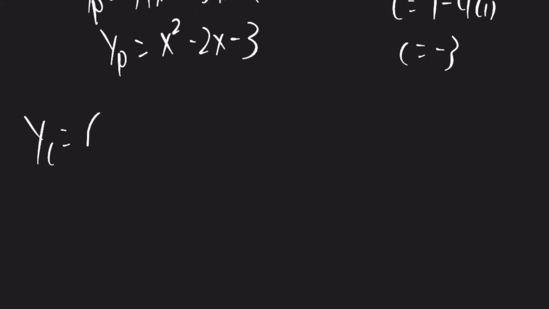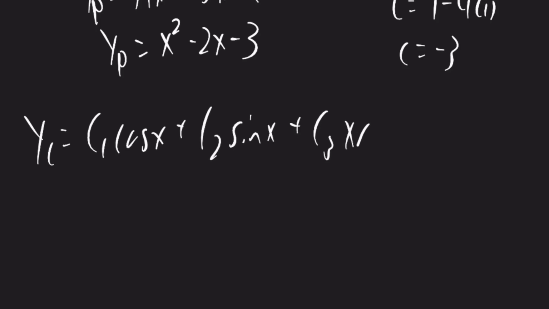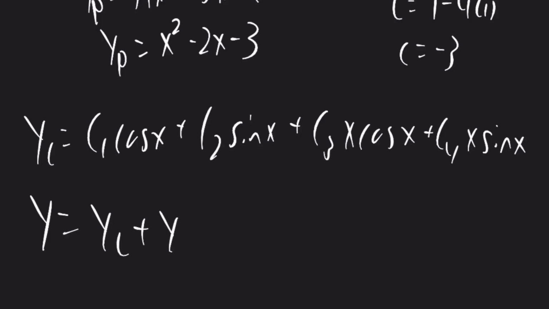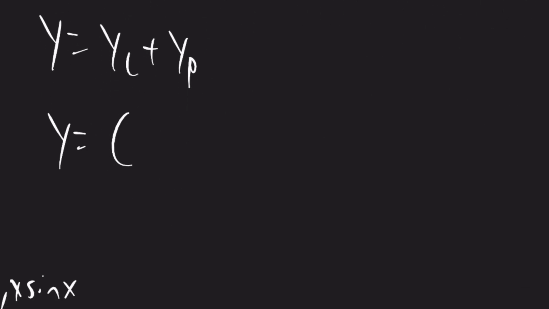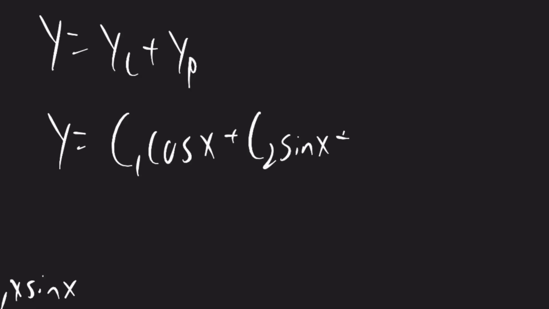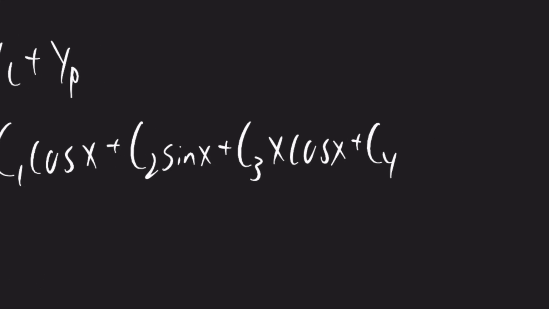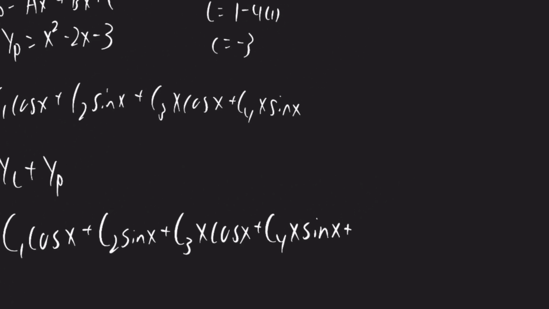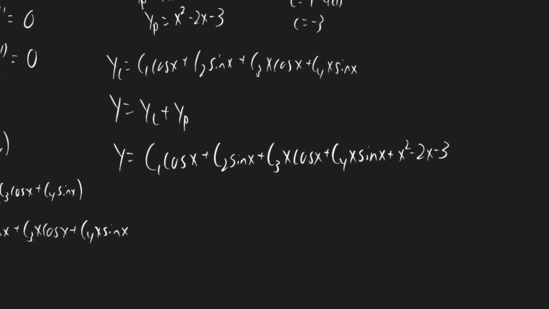Earlier, we said yc was equal to c1 times cosine x plus c2 times sine x plus c3 times x times cosine x plus c4 times x times sine x. The general solution y is given as yc plus yp. So y will be equal to c1 times cosine x plus c2 times sine x plus c3 times x times cosine x plus c4 times x times sine x plus yp, which was x squared minus 2x minus 3. And that is our final answer.